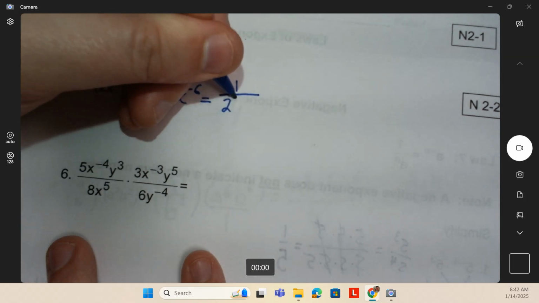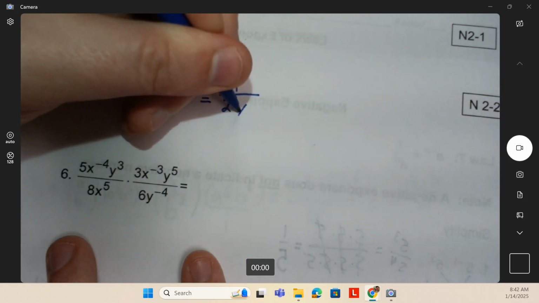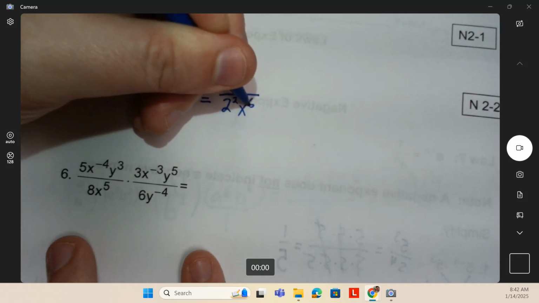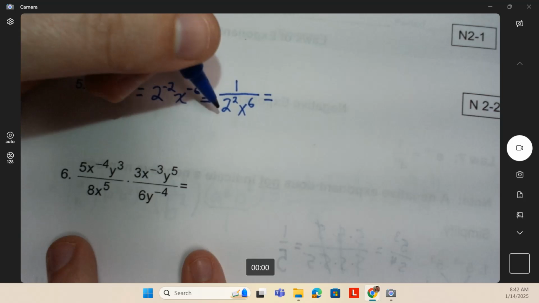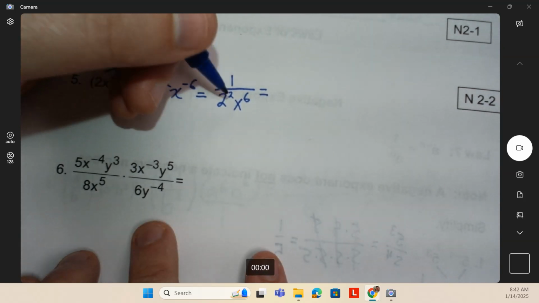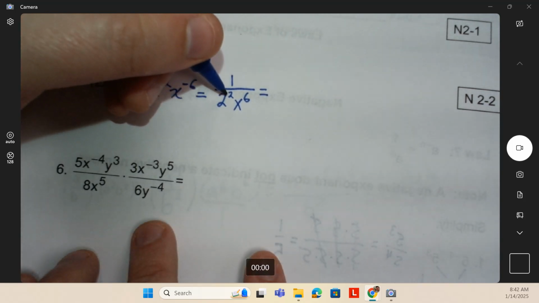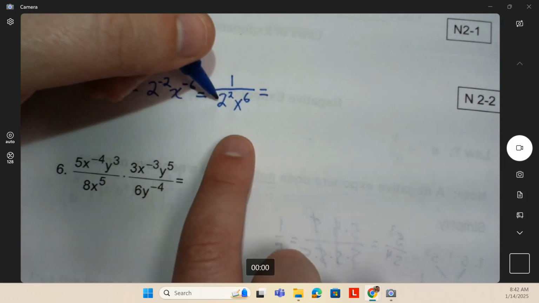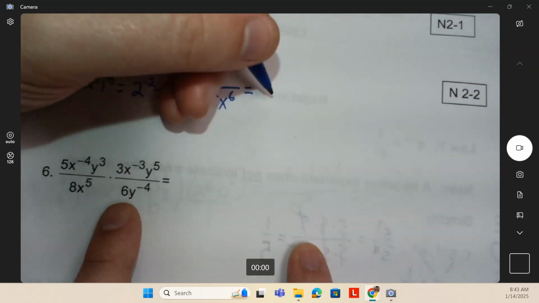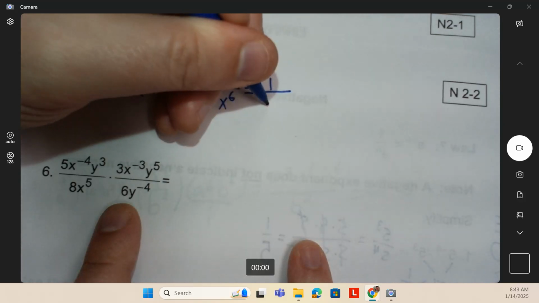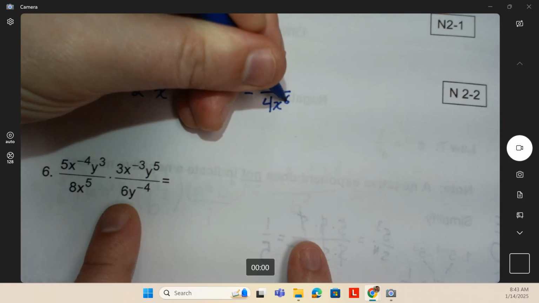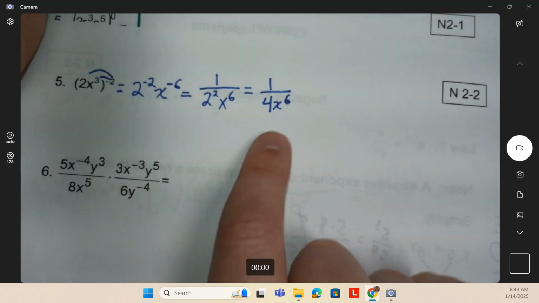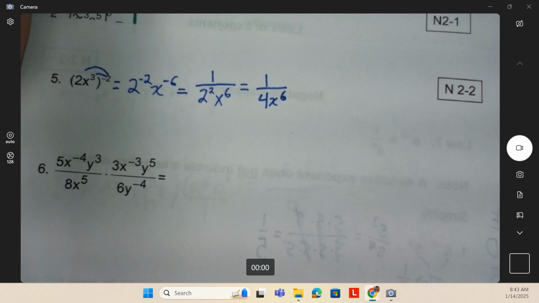So that'd be 2 squared, x to the sixth, over 2 squared. Then that's all I've got left to do. Doing 2 times 2 would give me 4. So 1 over 4 x to the sixth. And that would be as simplified as I could get for that one.